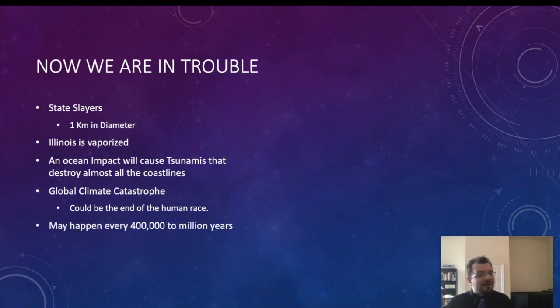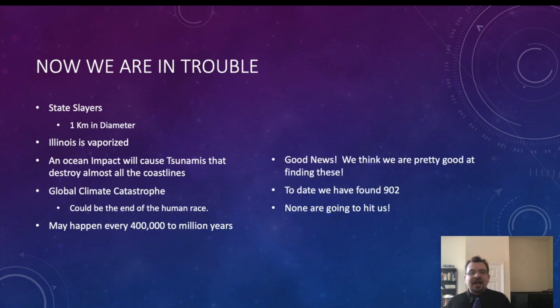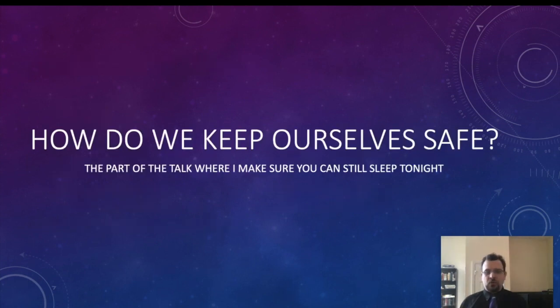And this may happen every 400,000 to 1 million years. So it's going to be a rare event, but they still exist. And so the good news is we think we're pretty good at finding these. So to date, we found 902, and we can calculate where they're going to be, and none of them are going to hit us. Whew.